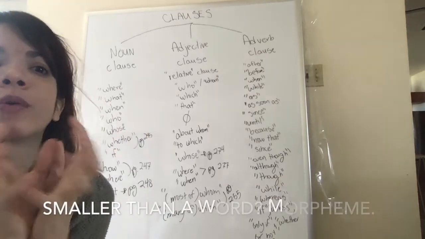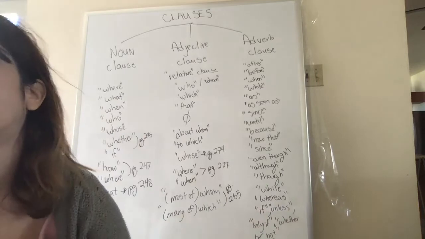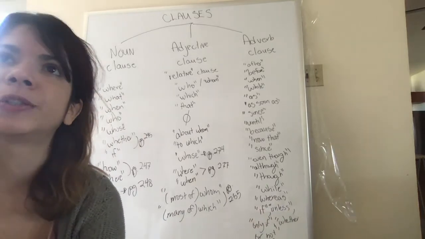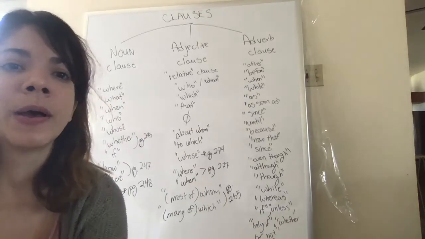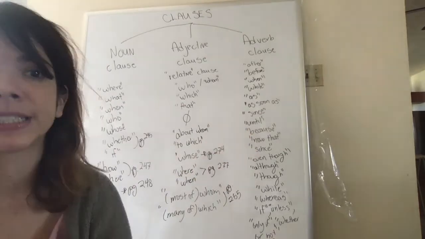Smaller than a word, we have a morphological component, a morpheme. That tends to refer to affixes, so prefixes and suffixes, and we can have different kinds of prefixes and suffixes.